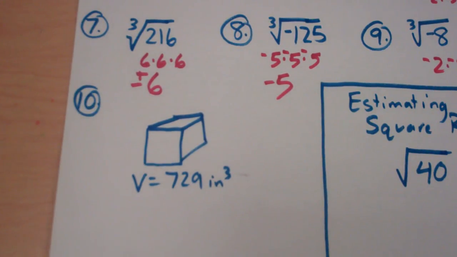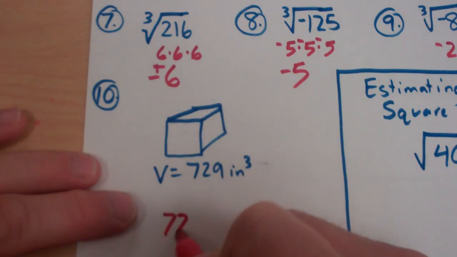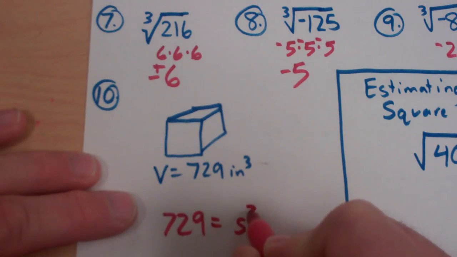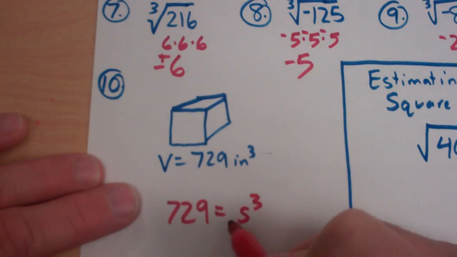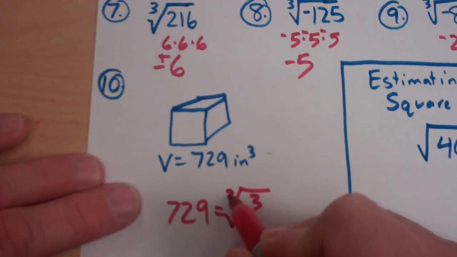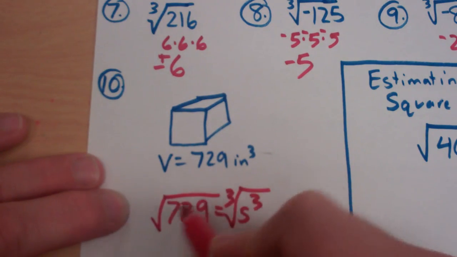Number 10 is talking about a cube-shaped packing box. It can hold 729 cubic inches, that's a volume, of packing material. Solve 729 equals s cubed. They even gave you the formula, an algebraic equation. So once again, how do I undo a cube? I don't take the square root, I take the cube root.